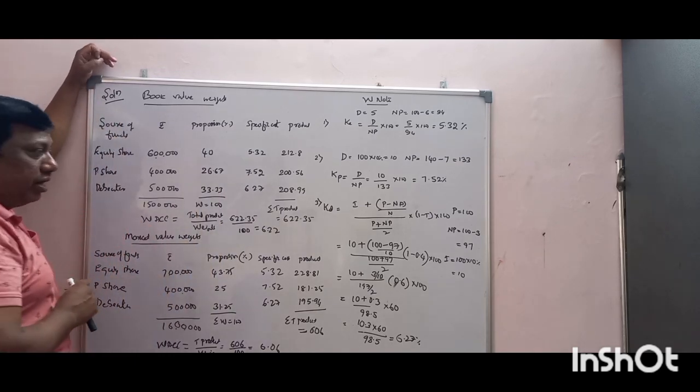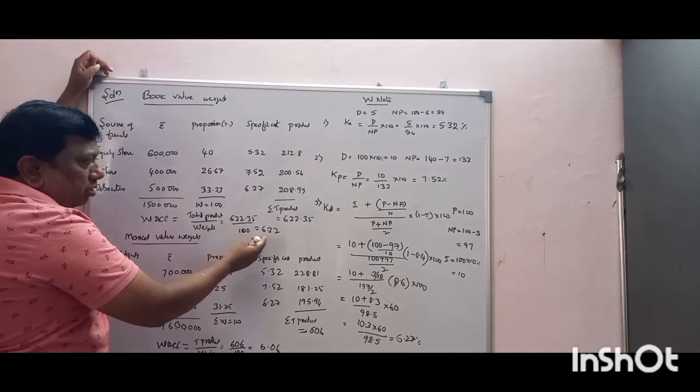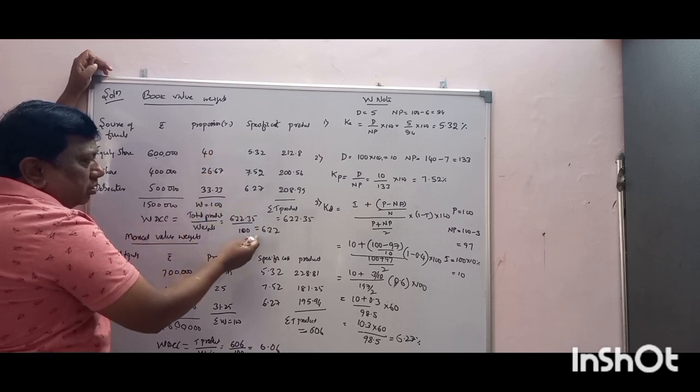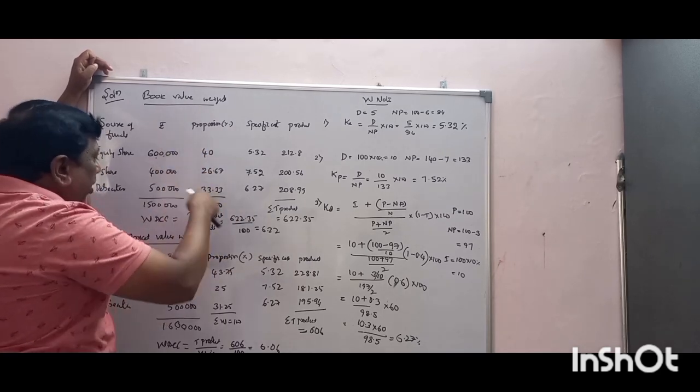That's why we call it weighted average cost. So we are giving weights only. These are all weights. So this is 6.22. So this is book value weights.